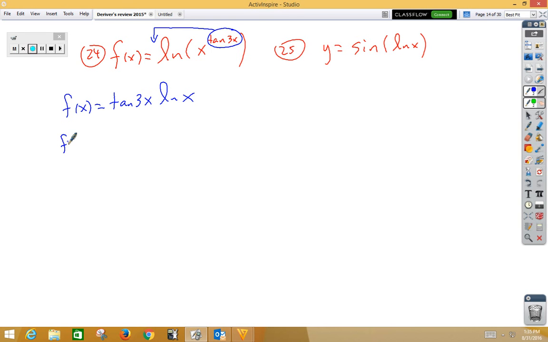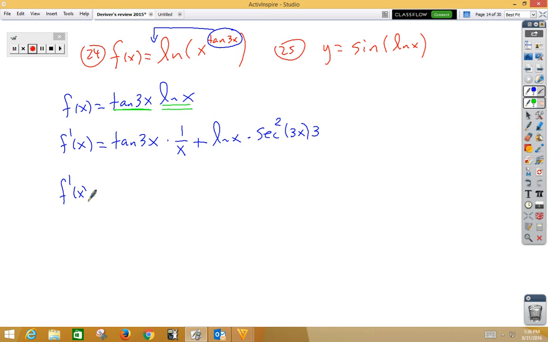Now we have f prime of x is equal to, this is a product rule problem, so remember we're going to do the first function, tan 3x, multiplied by the derivative of the second function, 1 over x, plus our second function, natural log x, multiplied by the derivative of our first function, which is chain rule, so secant squared 3x times 3. We could clean that up a little bit. f prime of x is equal to tan 3x over x plus 3 natural log x secant squared 3x.